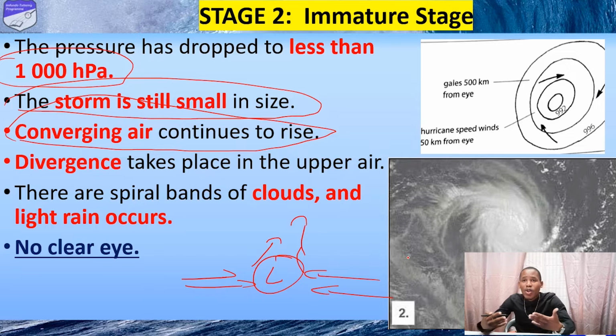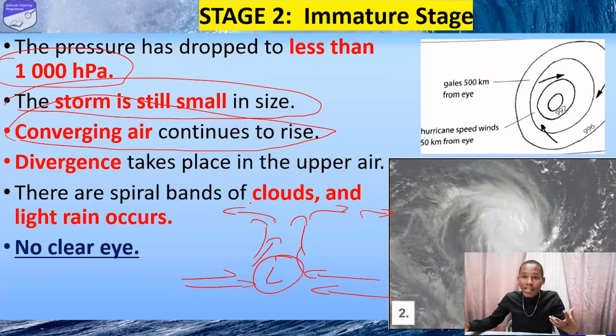It continues to converge, causing the air to rise in the atmosphere. What happens in the atmosphere is that we've got divergence, because umoya here at the Earth's surface is light, therefore it's rising. Remember what you know about the temperature? The more you go up, the colder it becomes. So ngenkathi umoya ulokhu yaphezulu, it becomes colder and colder, right? So that's why lapha phezulu we're going to have divergence.